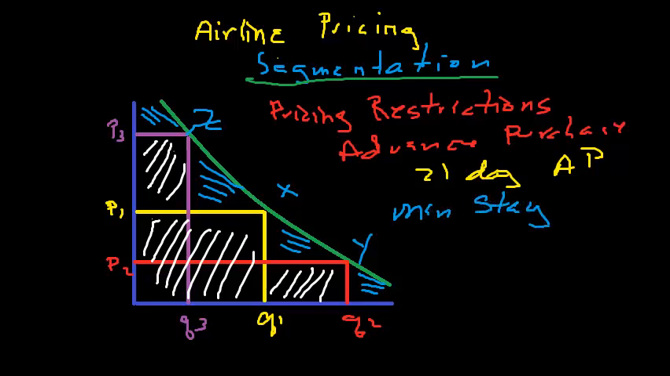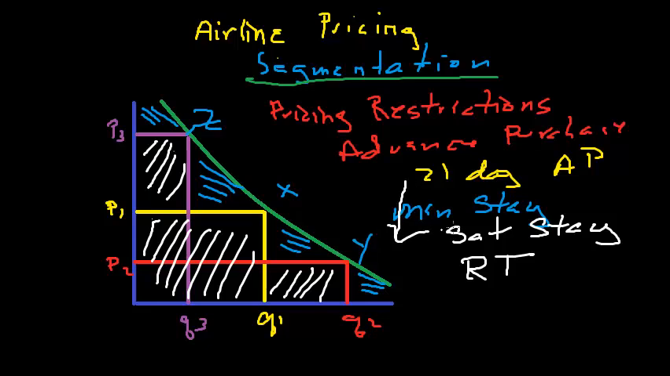So maybe your most restrictive fare has a Saturday stay requirement. To qualify for this fare, you have to purchase it 21 days in advance of departure, stay over a Saturday night, and this would be a round trip fare. So that's one way they could put it, and let's say those are the restrictions on this lower fare.